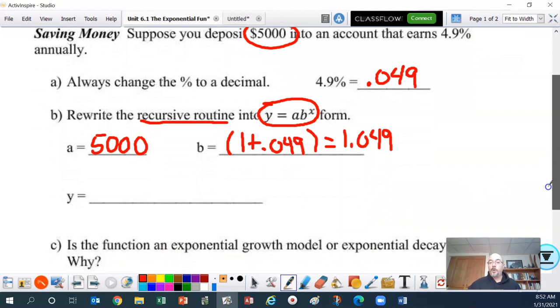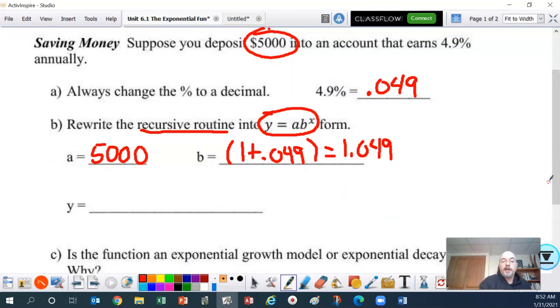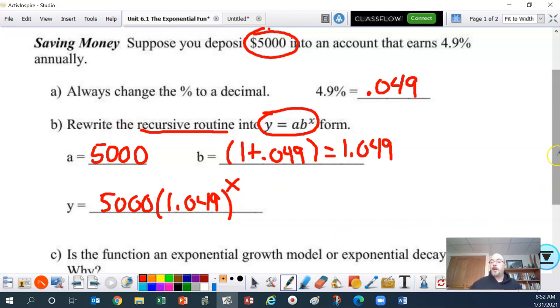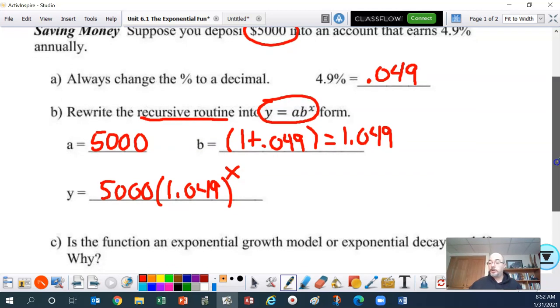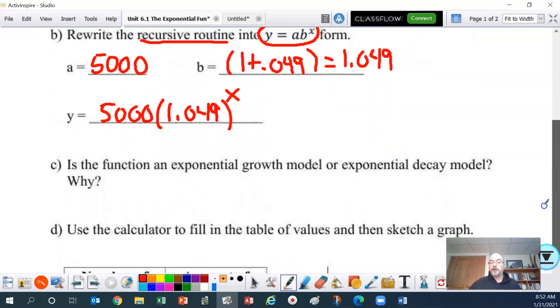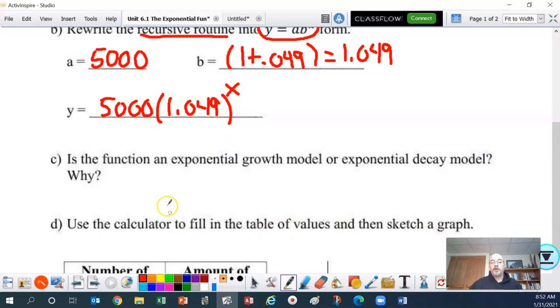Now, my equation for this situation then is 5,000 times 1.049 to the x power. Okay, pretty straightforward. All right, now what we're going to do is we're going to use our calculator here, ladies and gentlemen, and we're going to, first of all, ask: is it an exponential growth model or a decay model? Okay, growth model, decay model.